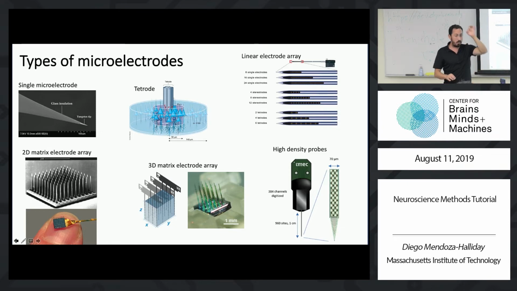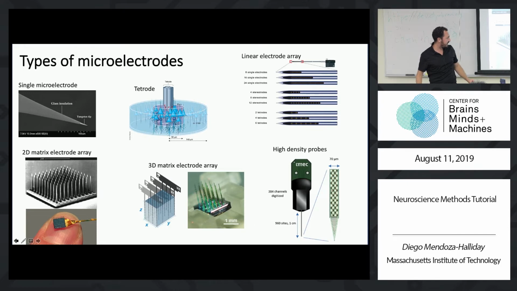And then after that, you can have arrays of those, so linear arrays of individual contacts or of tetrodes, and that allows you to record the activity of neurons along the depth of the brain. You can also have 2D matrix electrode arrays that capture the signals from the surface of the brain across a 2D space, mostly cortex in mammals, and a 3D matrix array, which has the same organization, except it also has depth. So you have a 3D array of recordings.